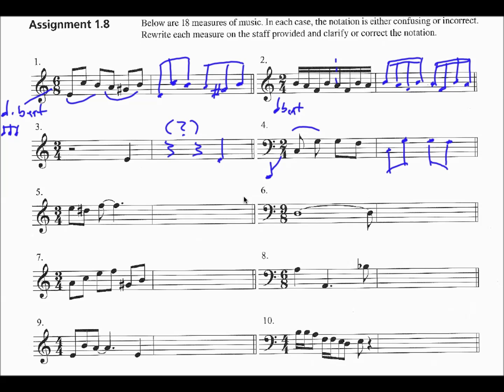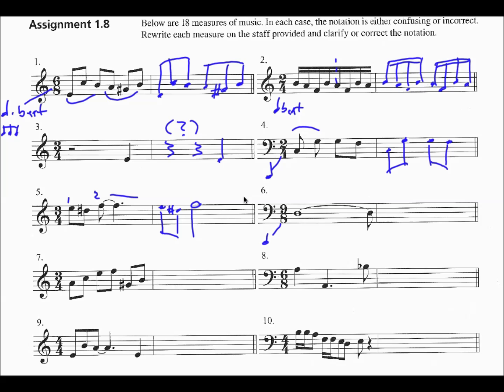Number 5, the first beat looks fine, but then what's happening after that? Beat 2 and beat 3 are tied together, but that's not the way you would expect to see it. So I'll keep beat 1 the same. Beat 2, I can combine that dotted quarter and that eighth into just a simple half note. So that makes much more sense.